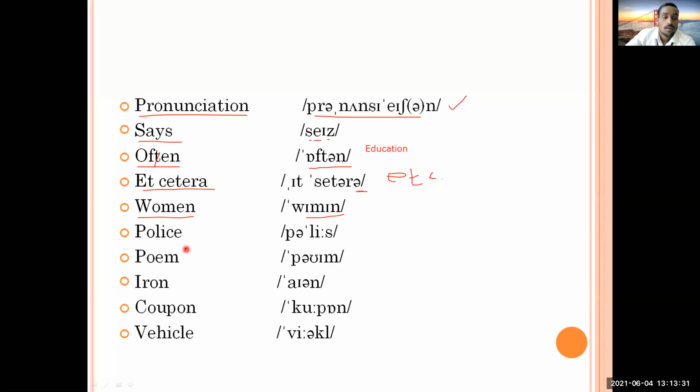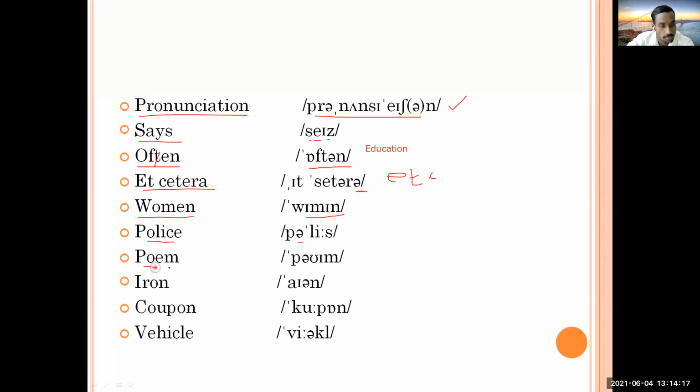Okay. Then next, what is this? Police. It is police. You'll try to read this. Not police. It's police, like pollution. When you call it, it is not pollution. Don't call it po. It is not po. Here also, don't call it police. It is not po. It's police. Okay. We'll try to understand.